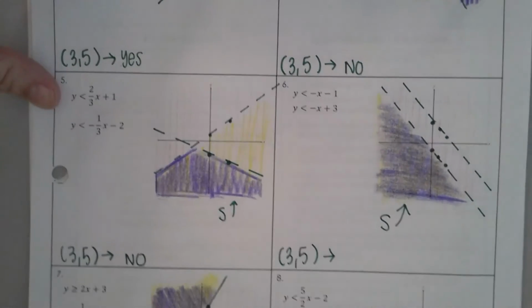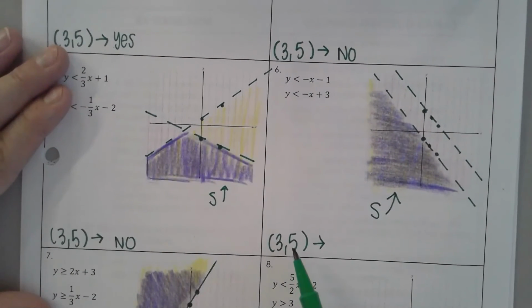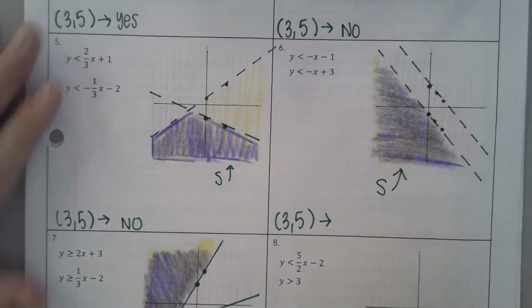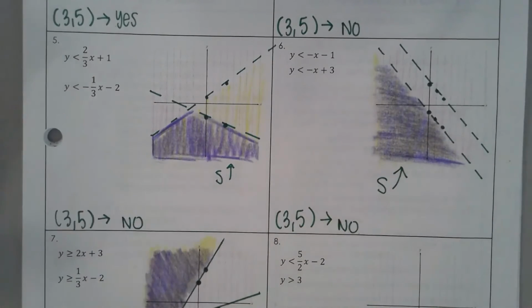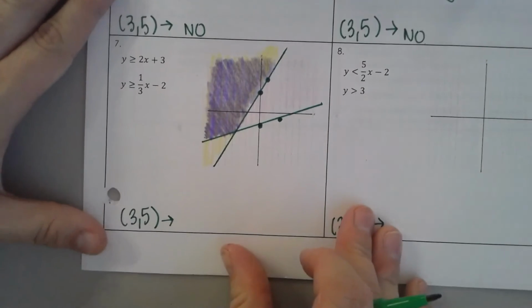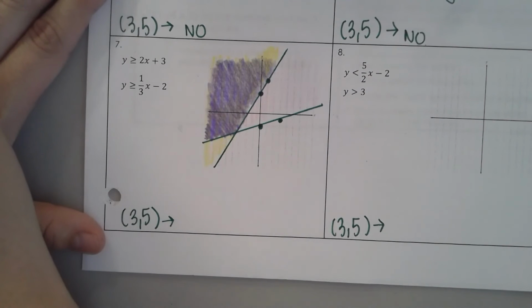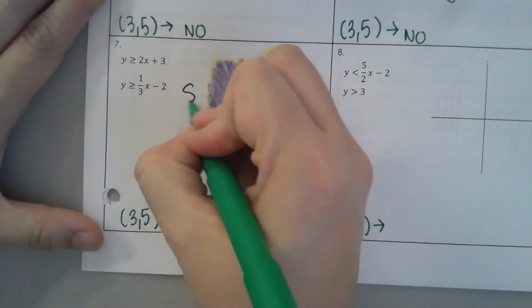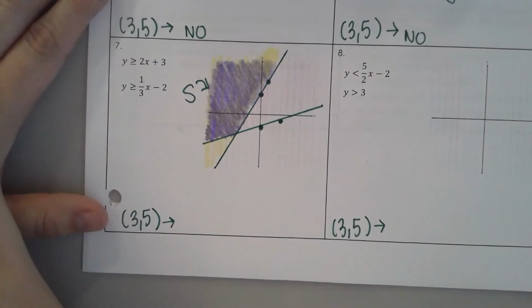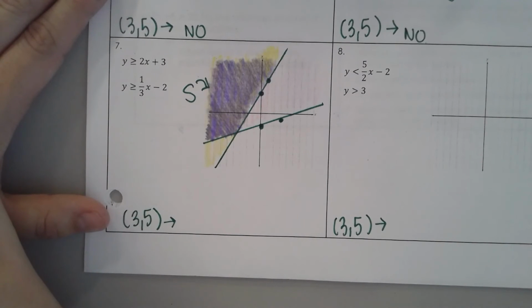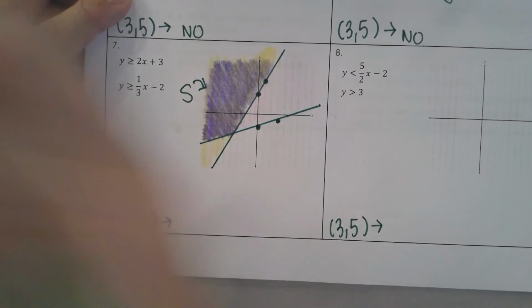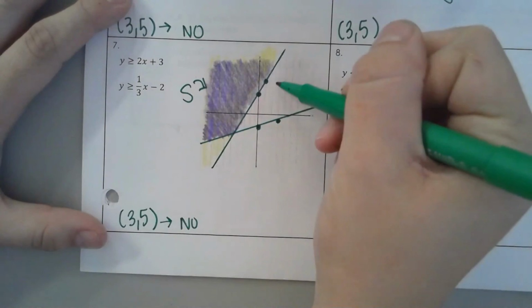Back to number 6. Was 3, 5 a solution? No, it's up here. It's not a solution to any of them. Here's what number 7 should be. So my solution is that dark purple. Is the point 3, 5 a solution? No. It's up here.